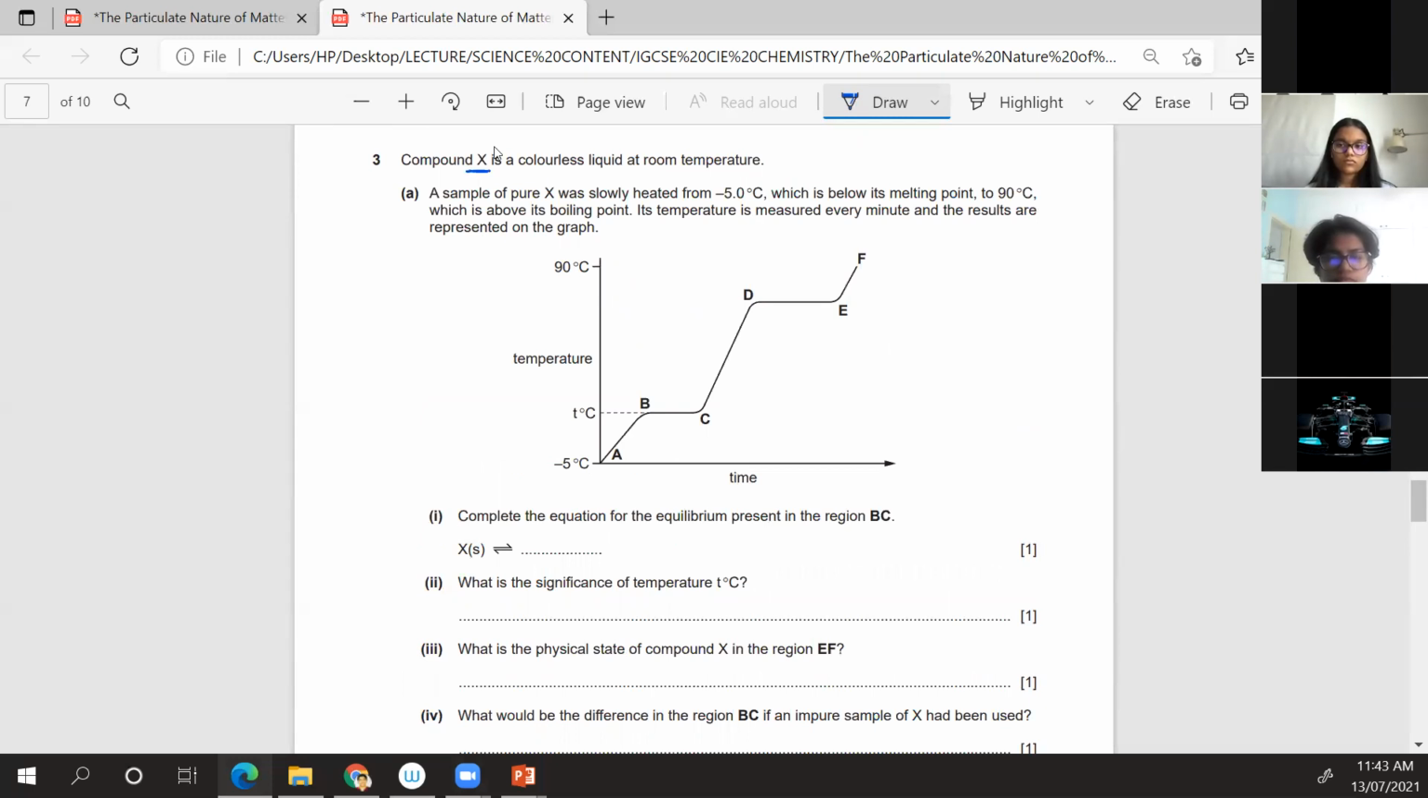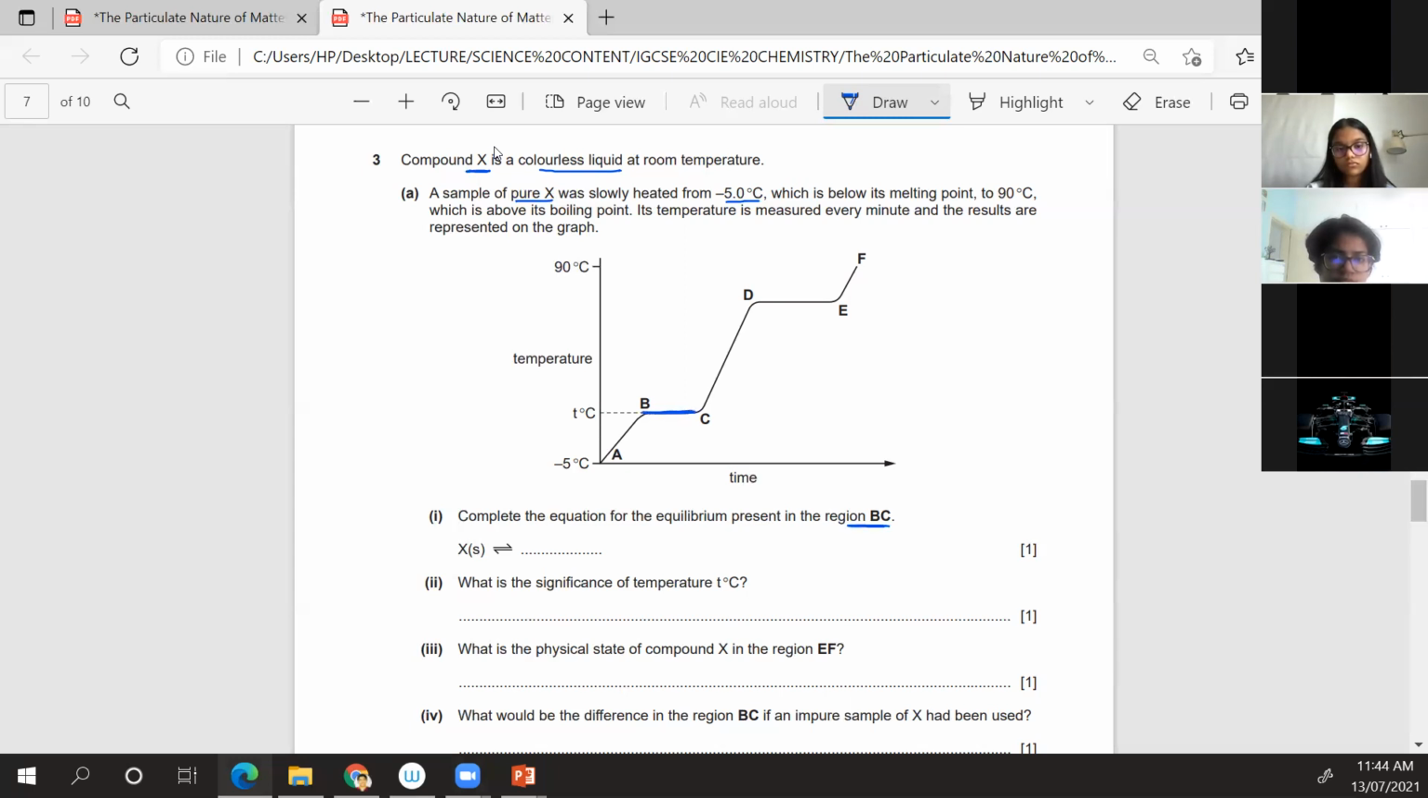Compound X is a colorless liquid at room temperature. A sample of pure X was slowly heated from -5 degrees Celsius, which is below its melting point, to 90 degrees Celsius, which is above its boiling point. Its temperature is measured every minute and the results are represented on the graph. Complete the equation for the equilibrium in region BC.